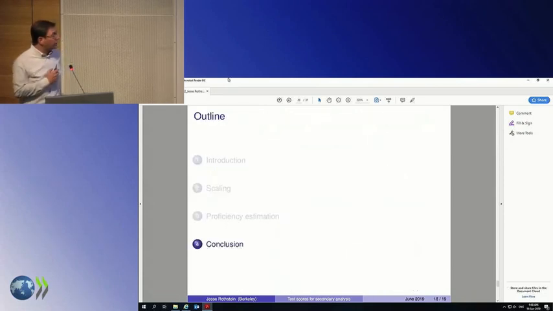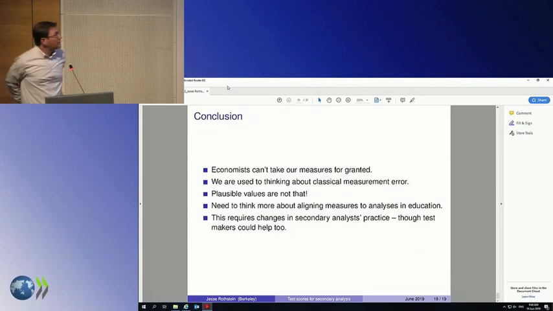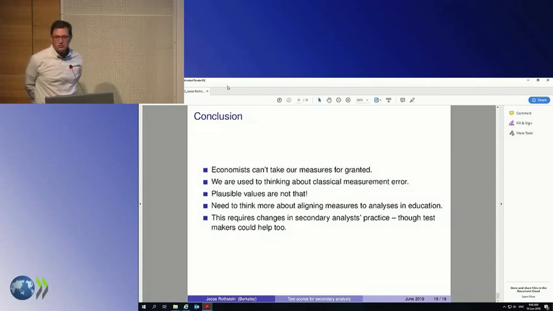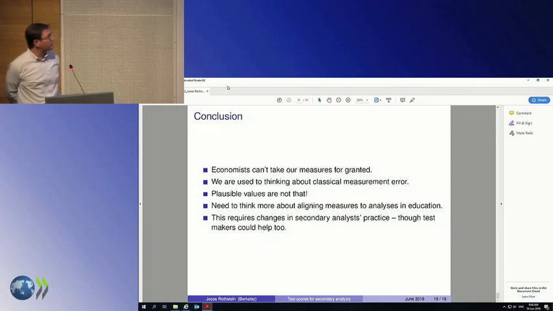Okay, so why don't I wrap up here and just say, as economists, we have a bad reputation for being scavengers. We just take whatever measures we can find and use them and don't worry about it. And I think that's sometimes deserved. Here's a case where we need to think more about where the data came from. We can't just apply our off-the-shelf, classical measurement error way of thinking about the world, because that's not what plausible values are. We need to be a little more careful in how we interpret the results.